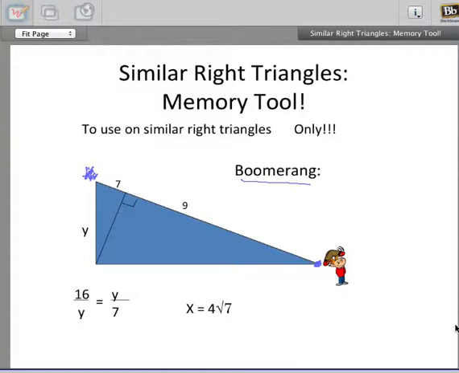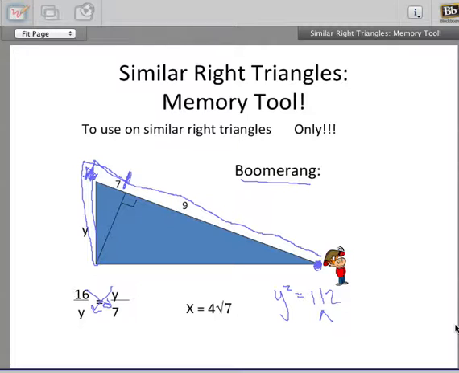I want to throw it from the opposite side of y and set up the proportions based on where the boomerang travels. So it'll travel up 16, down to the y, back up, y, and then I'll stop at 7. So 16 over y equals y over 7. Cross multiply, and you get y squared equals 16 times 7, comes out to 112.